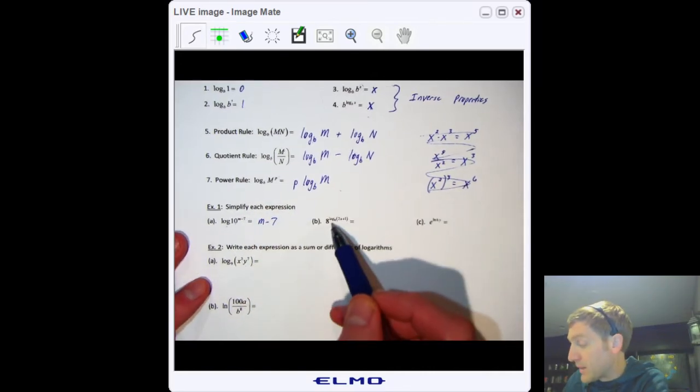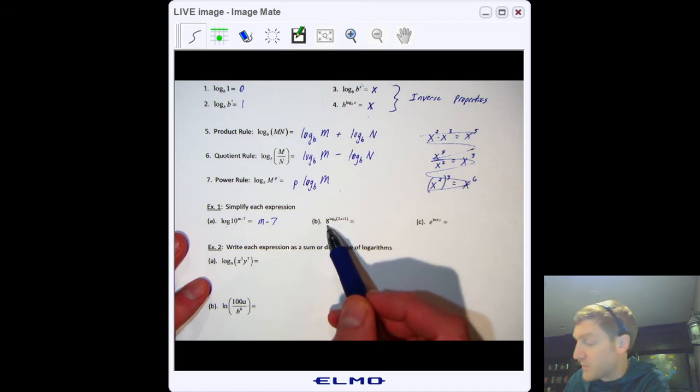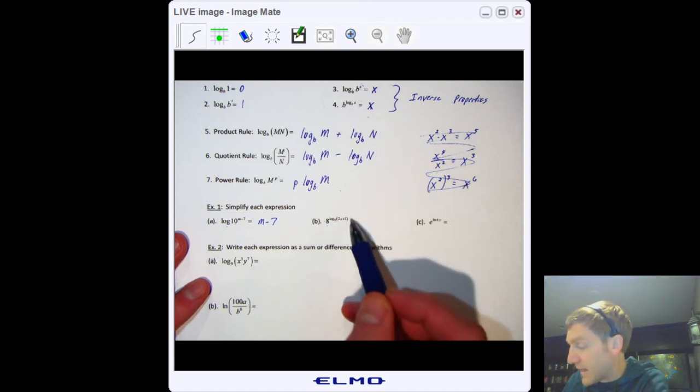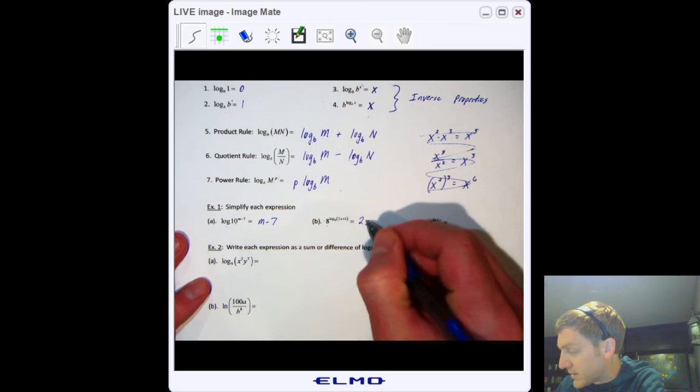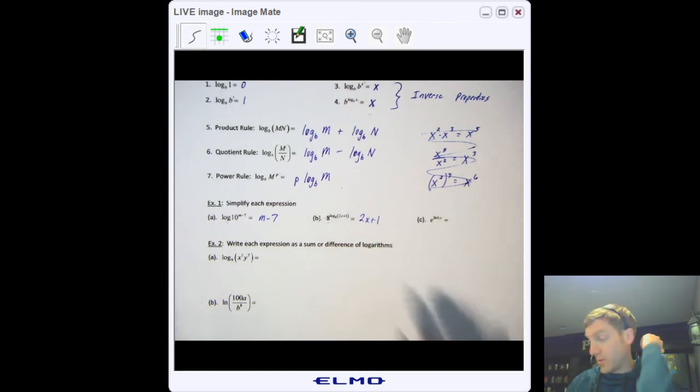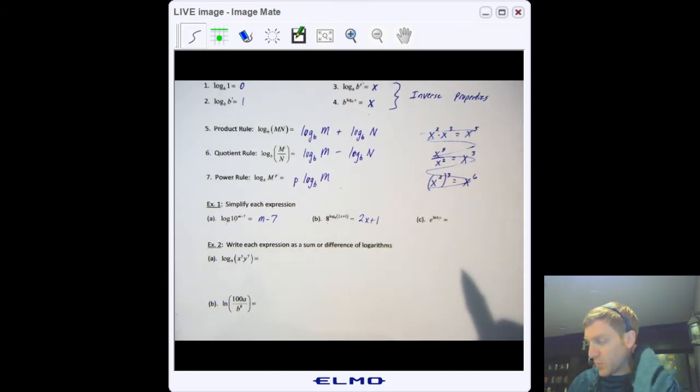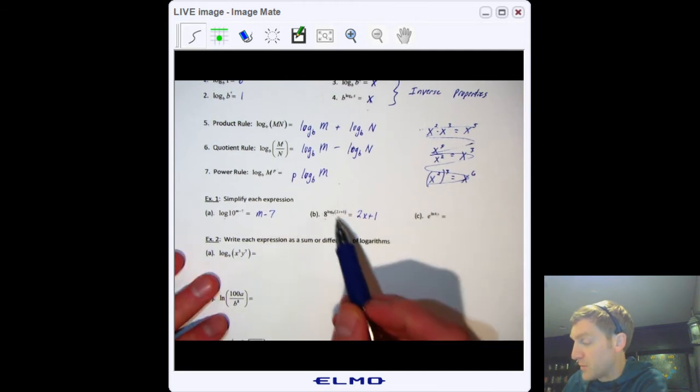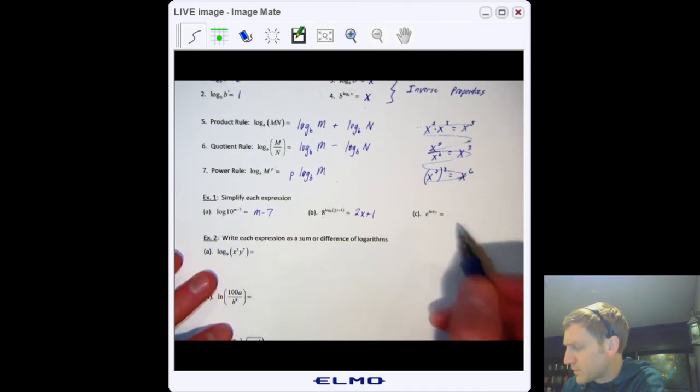Same thing here. This is the log base 8. This is exponential base 8. They both have an 8, so they cancel out. So the answer is just the exponent. Or I'm sorry, what's inside the log, 2x plus 1 in the exponent. The answer is 2x plus 1. The input becomes the output.